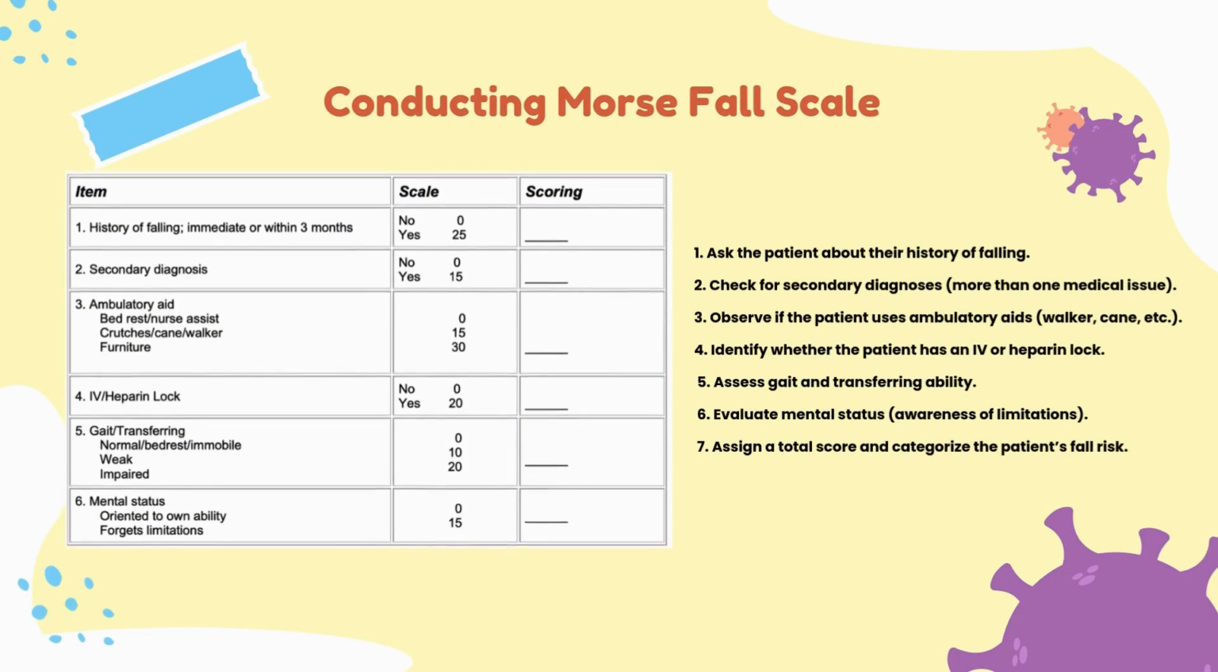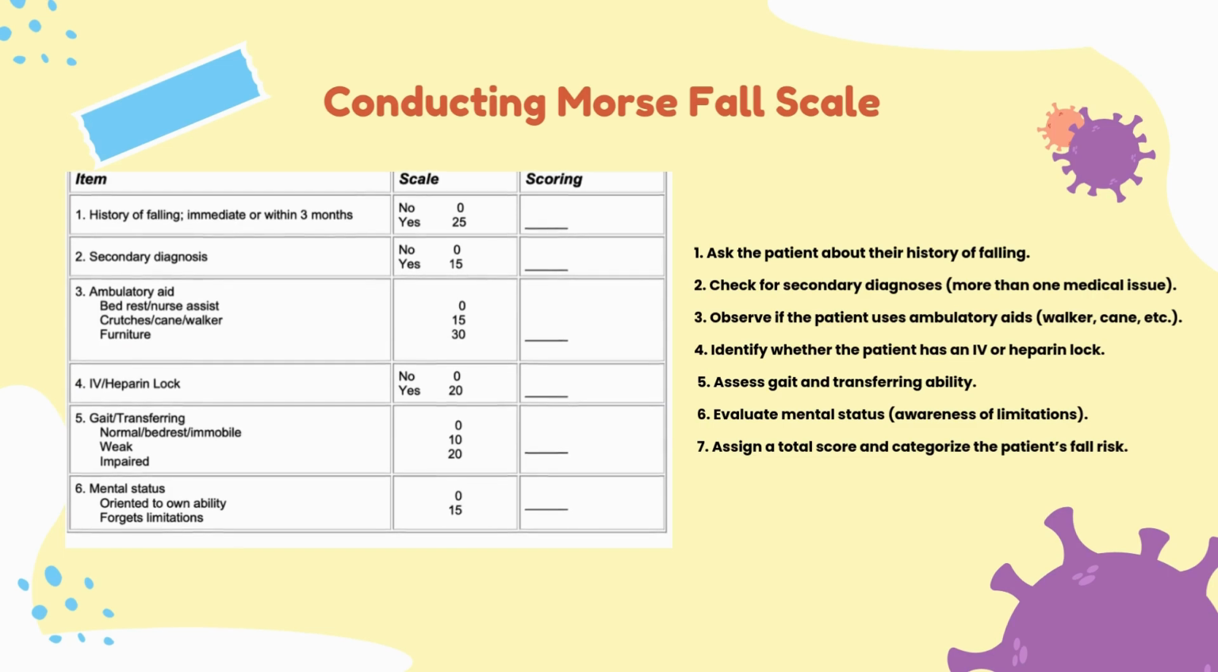Conducting the MFS is a straightforward process that helps assess a patient's risk of falling. The assessment begins with gathering a history of falls within the past 3 months, followed by checking for any secondary diagnoses. Observing the patient's use of ambulatory aids, identifying the presence of an IV or heparin lock, and assessing their gait and transferring ability are crucial steps in determining mobility limitations. Additionally, evaluating the patient's mental status provides insight into their awareness of limitations. Finally, the total score is calculated, categorizing the patient's fall risk level and guiding appropriate interventions to enhance safety.